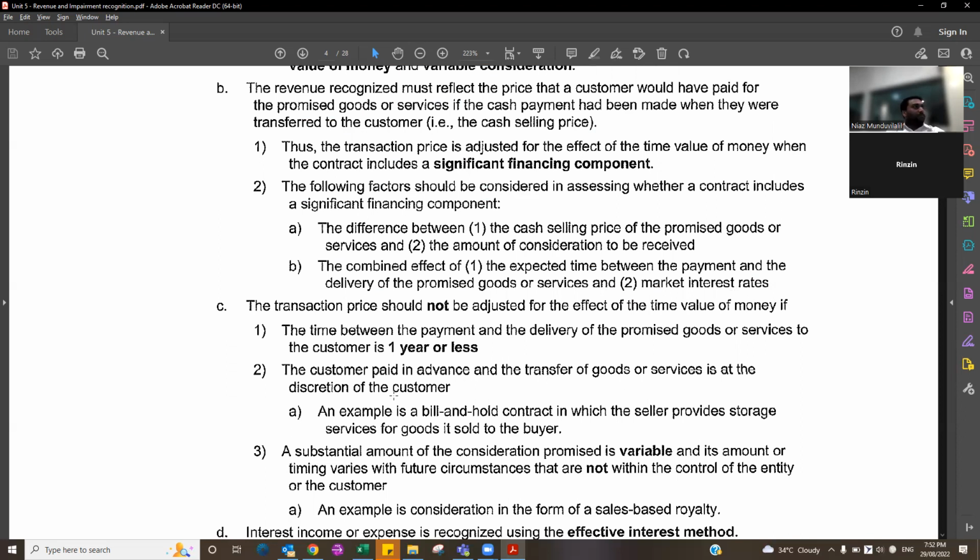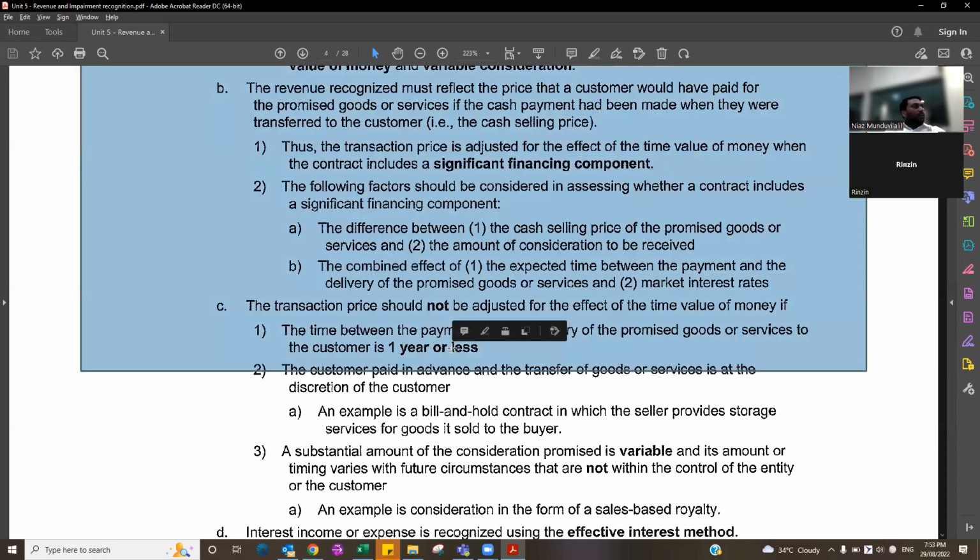Clear? The transaction price should not be adjusted for the effect of the time value of money if the time between the payment and the delivery of the promised goods or service to the customer is 1 year or less. Usually we give 30 days credit, 60 days credit. And for example, if I gave 365 days credit, then still I don't need to provide the time value of money. That means you don't need to do the discounted cash flow. Got it? Next.